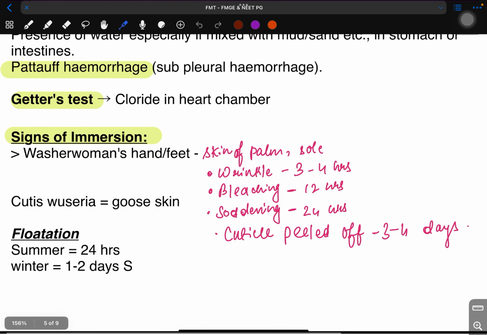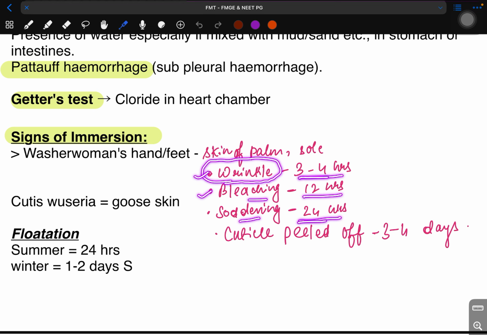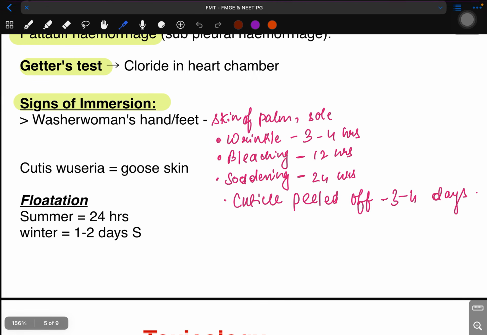Now, there will be signs of immersion. The first one is the washerwoman's hand or feet. The person's hand and feet will look like a washerwoman's. What are the characteristics? The skin of the palm or sole of the person: first, within 3 to 4 hours of death, we will find wrinkles over the skin of the palm and sole. Then we will find bleaching, which will be found in 12 hours. Then sodden appearance in 24 hours. And the last one, the skin or cuticle will be peeled off in 3 to 4 days. So you have to remember this sequence.